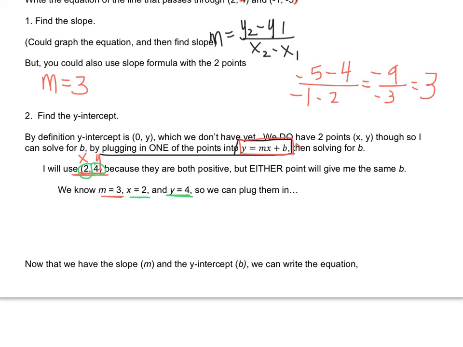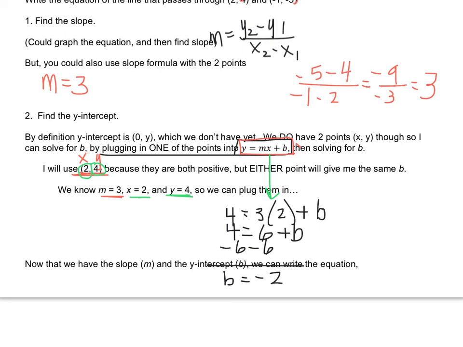So now we just plug it in the formula. Instead of y, I'm going to put 4. Instead of m, I'm going to put 3. Instead of x, I put 2, and I have to multiply. And then I don't know what b is, so I just leave it. So now you just calculate and do your multiplication. So you get 4 equals 6 plus b. And then when you subtract 6, you get that the b value is negative 2.